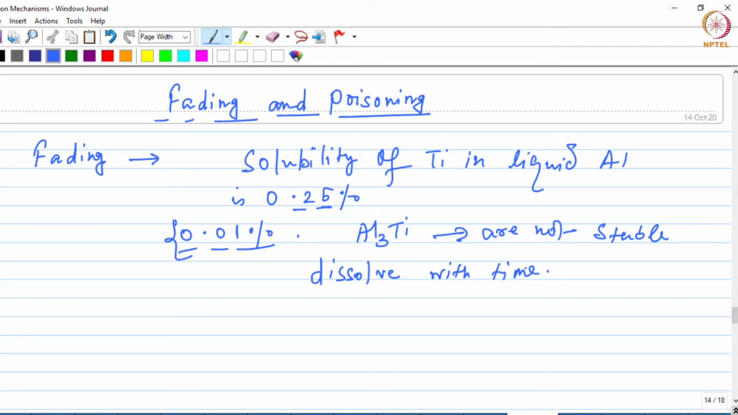And as a result, if you hold the melt at that particular temperature at which the grain refinement is done, then the grain refinement efficiency of Al3Ti would be lost, because this is going to dissolve if you continue to hold the melt for a long period of time, okay? So the dissolution rate will depend on the holding time.